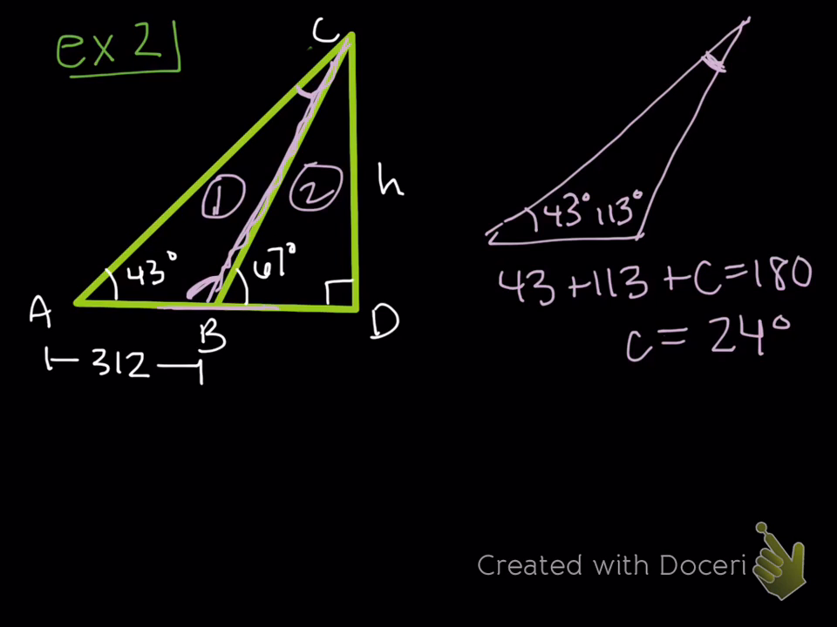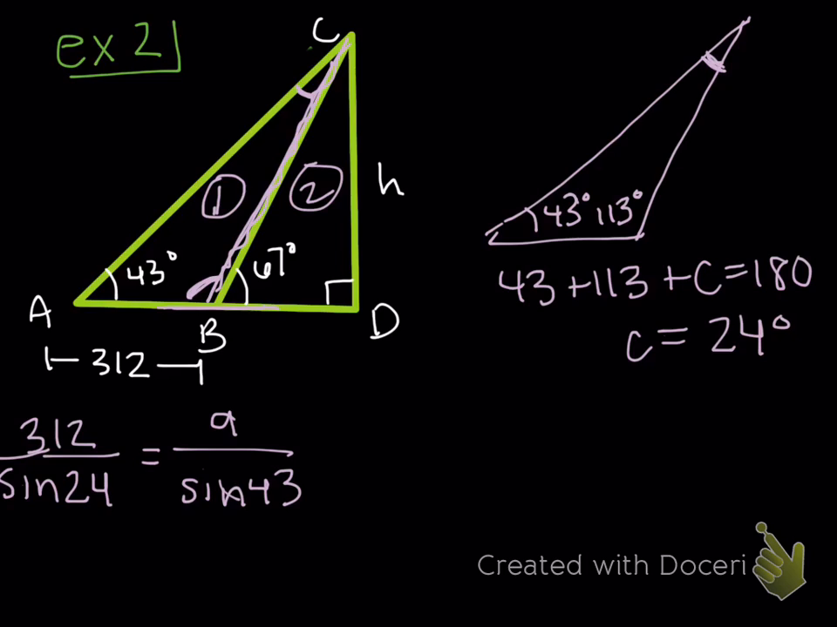So now to go back to this problem in triangle 1, I now have a matching pair, so I can say 312 over sine of 24. And this is equal to a over sine of 43 degrees. So again, we'll cross multiply. I'm not going to write out all the steps because at this point we've been doing this for a few days now, so you should know how to do this calculation. So a is 523.1.